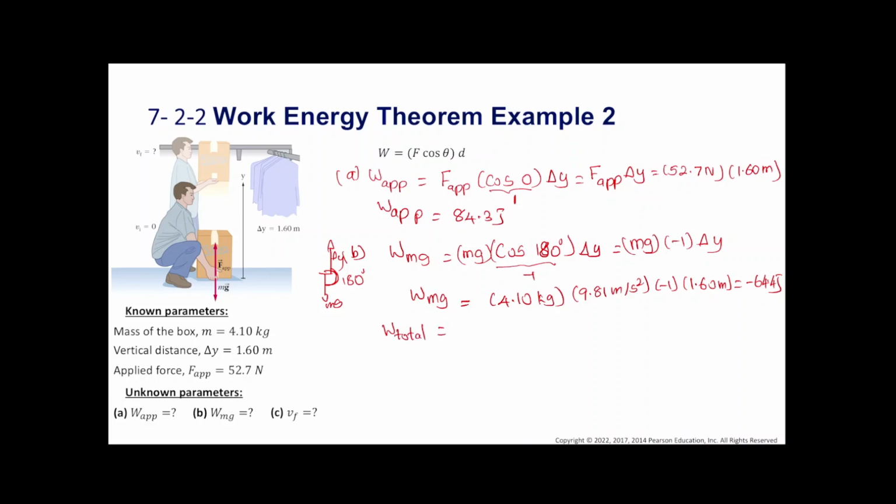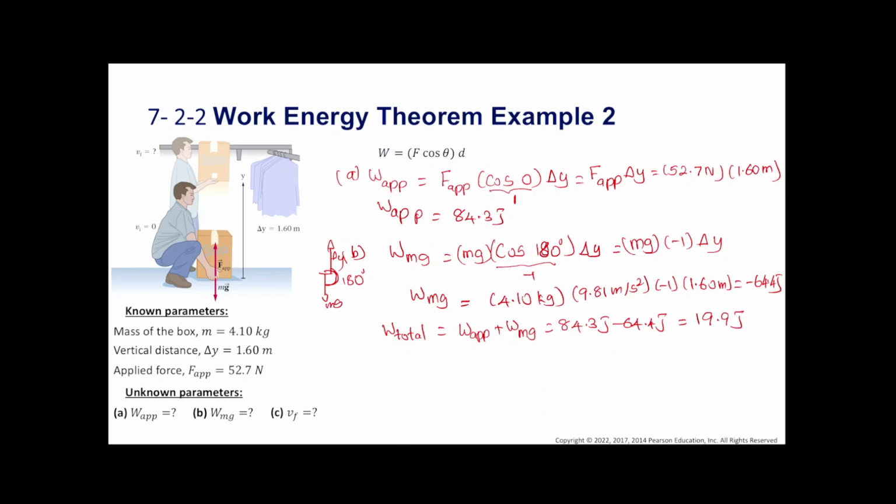There are only two forces on this box: the applied force and the force due to gravity. So the total work done is the work done by the applied force plus the work done by gravity, which is 84.3 joules minus 64.4 joules, which is equal to 19.9 joules.